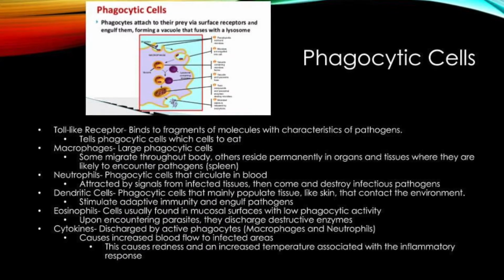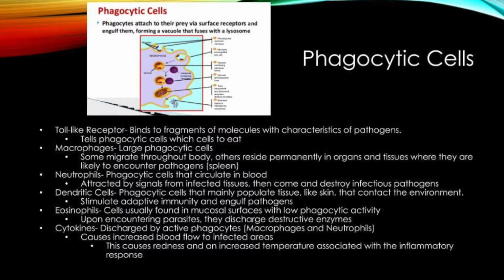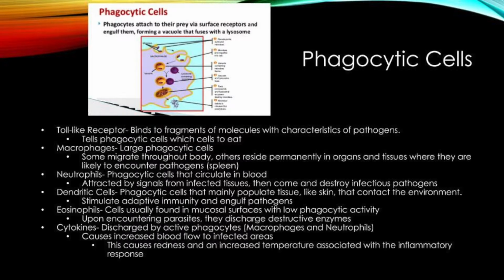Cytokines are discharged by active phagocytes, macrophages, and neutrophils. They cause increased blood flow to infected areas. This increased redness and increased temperature is associated with the inflammatory response.